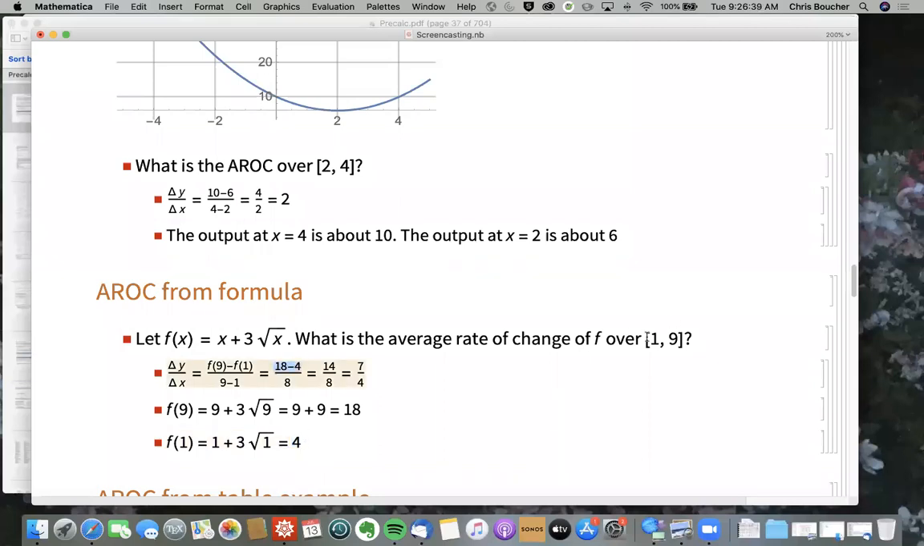And the change in the input is much easier to see, right? If the input interval is from 1 to 9, then the change in the input is 9 minus 1, which is just 8. All right, so when you do the math, we get a result of 7/4 or 1.75 is the average rate of change here.